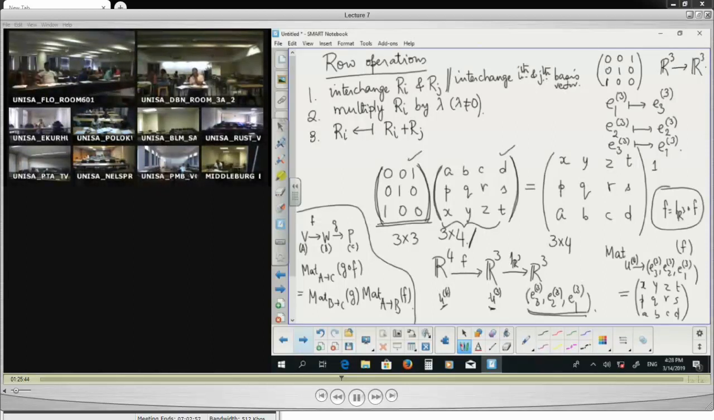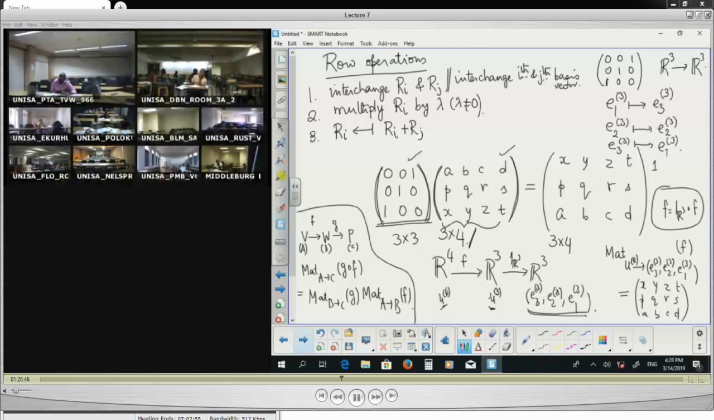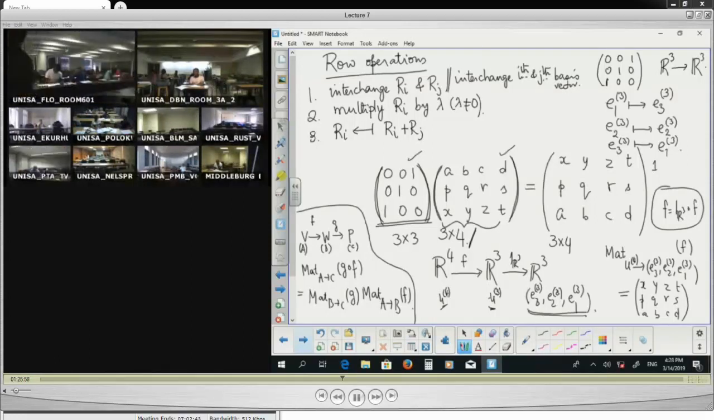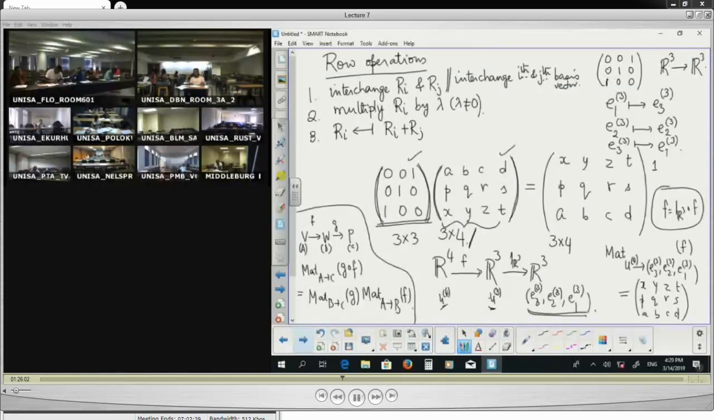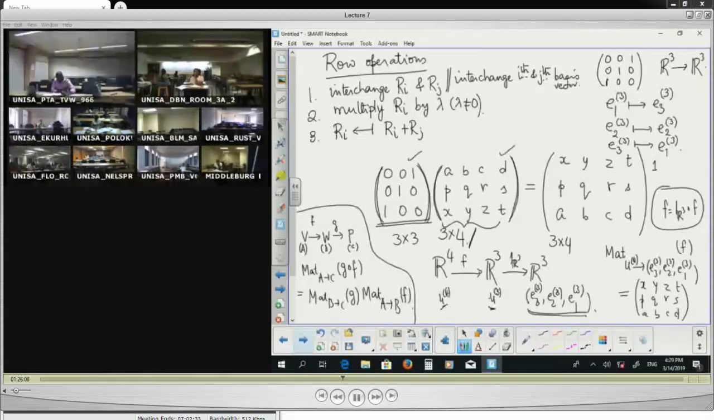So what you're trying to get us to see is that when we interchange rows, it essentially means that you have changed the basis on the codomain. Yes.